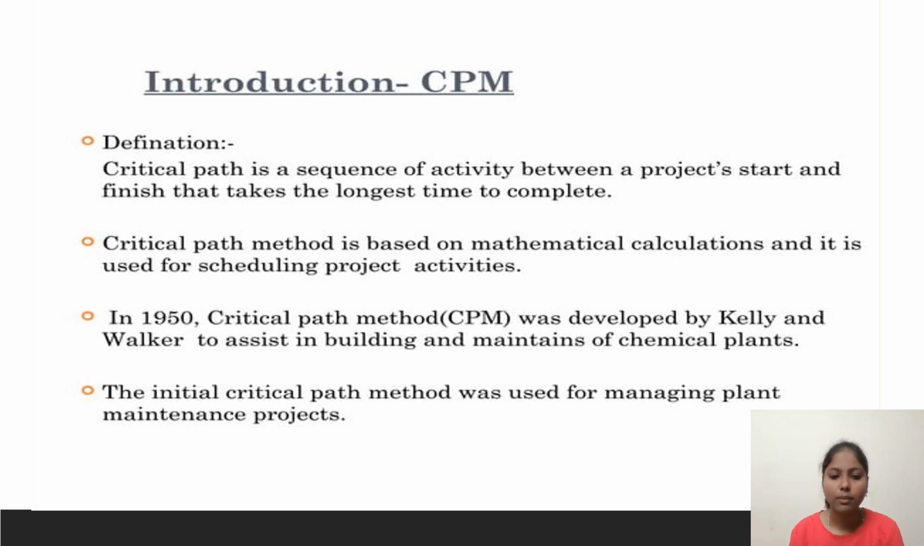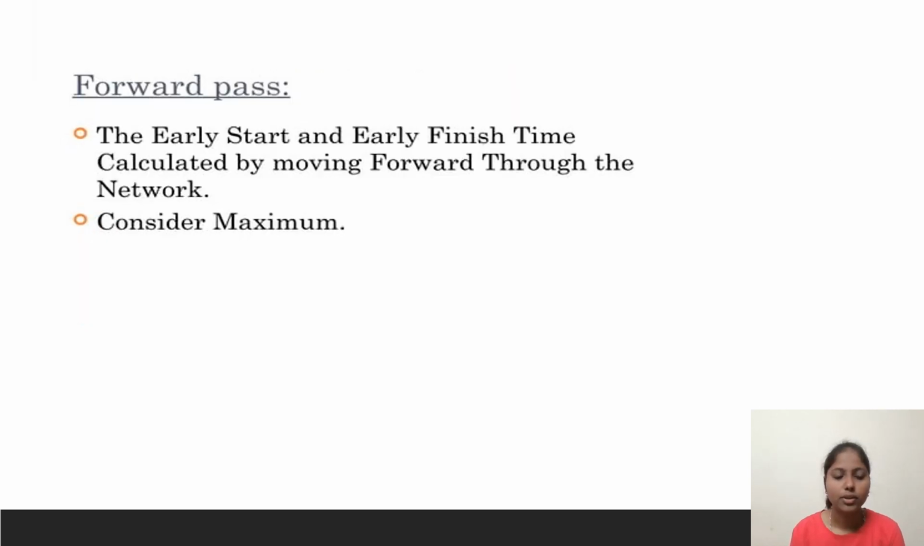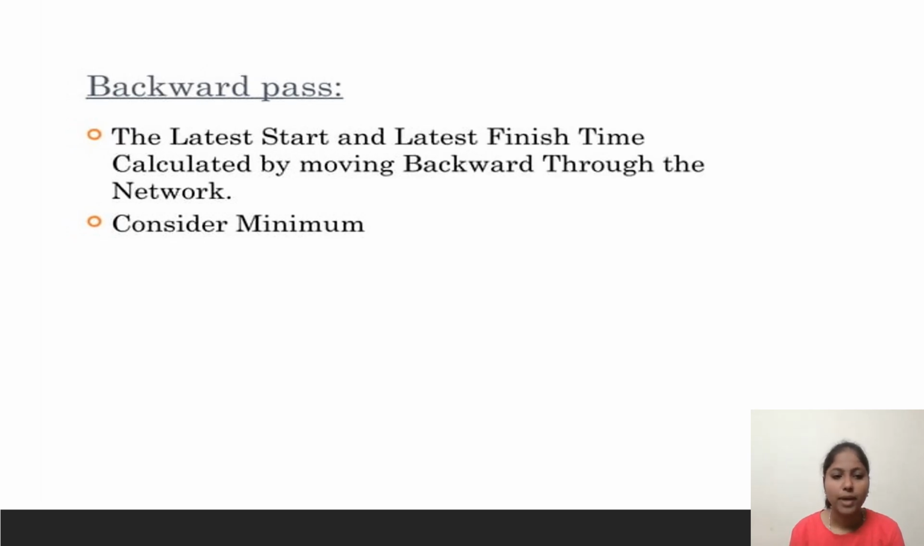In 1950, the critical path method was developed by Kelly and Walker to assist in the building and maintenance of chemical plants. The initial critical path method was used for managing plant maintenance projects. After that, there are two passes, forward pass and backward pass. The early start and early finish times are calculated by moving forward and considering the maximum. Then in the backward pass, the latest start and latest finish times are calculated by moving backward through the network, considering the minimum.